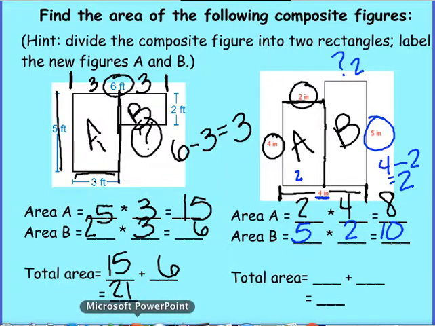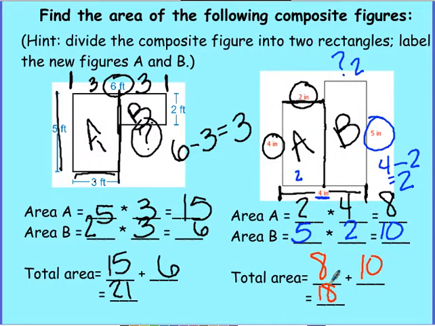And then I'm going to add my areas together. In A, I have 8. B, I have 10. So my area is 18 square units. Again, you could have split it this way. If you split it this way, you would have had dimensions of 4 by 4. And then you would have had 1 by 2, which would have still given you 18.